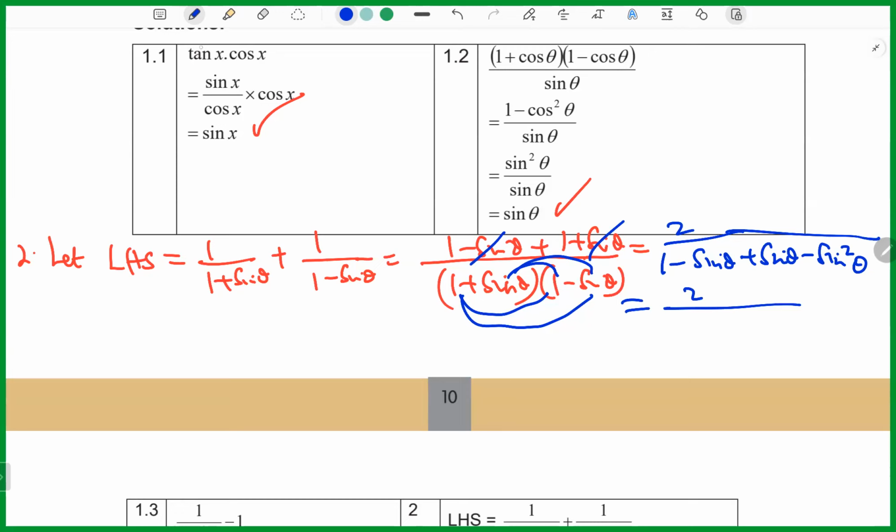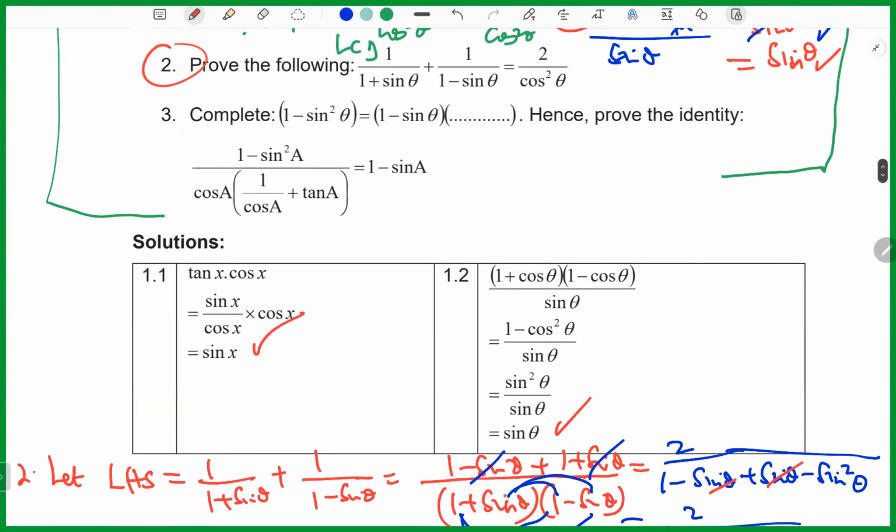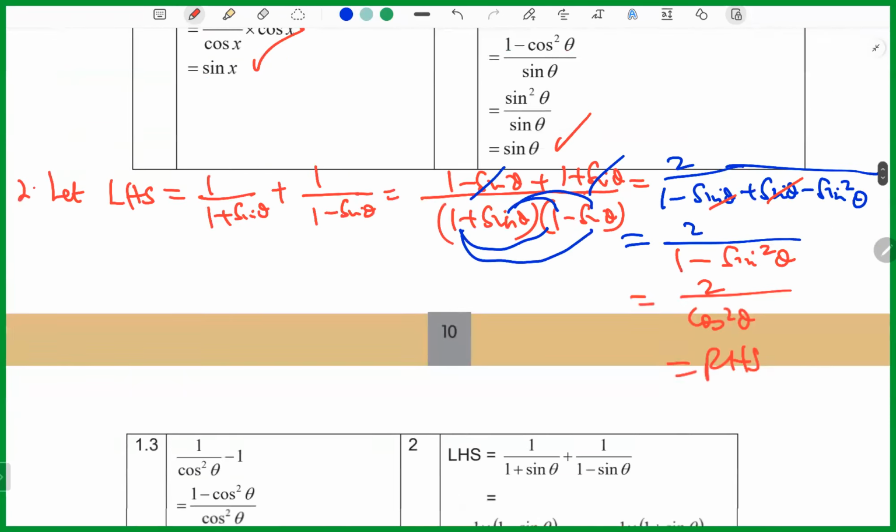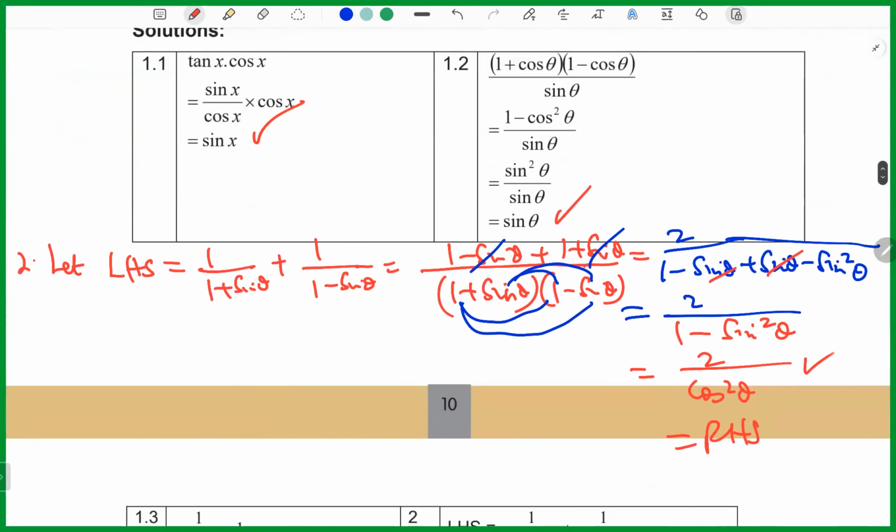This is 2 divided by, so we cross this out, which is 1 minus sine squared theta. What is 1 minus sine squared theta? It's cosine squared theta. Okay, so now this is pretty much the right hand side because that's what they wrote. They said obviously this is equal to 2 over cosine squared, and we have simplified this and got to 2 over cosine squared, which is actually the right hand side. So the identity has been proven. Okay, now the proof is done.